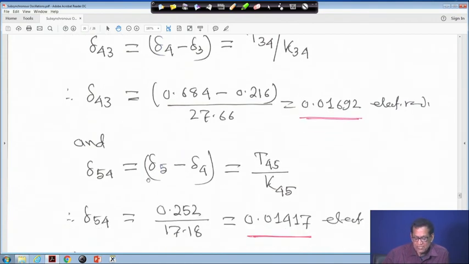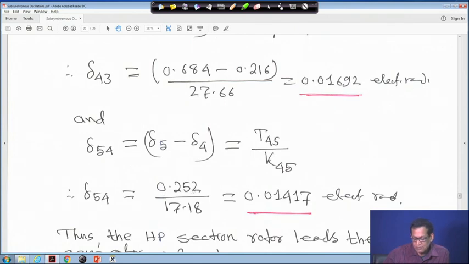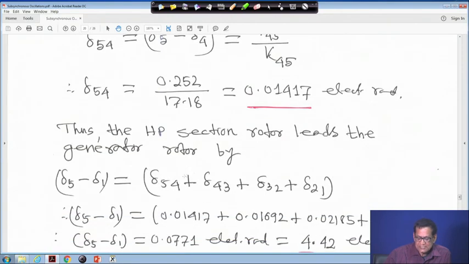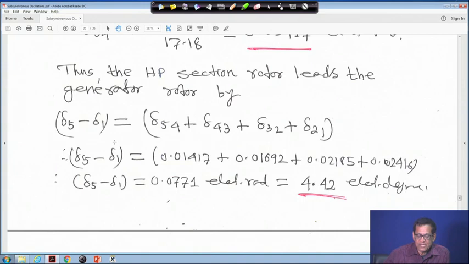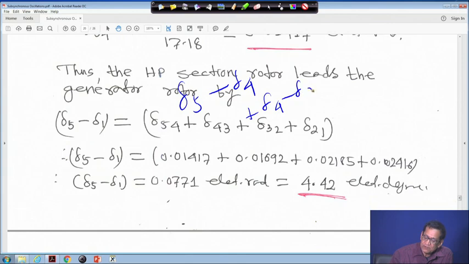And delta 54 will become delta 5 minus delta 4 equal to T45 upon K45. So delta 54 will become 0.252 upon 17.78, because all the stiffnesses have been computed before. So it is 0.01417 electrical radian, right. Thus the HP section rotor leads the generator rotor by delta 5 minus delta 1, because delta 54 means delta 5 minus delta 4, plus delta 43 means delta 4 minus delta 3, plus delta 32 means delta 3 minus delta 2, plus delta 21, delta 2 minus delta 1.